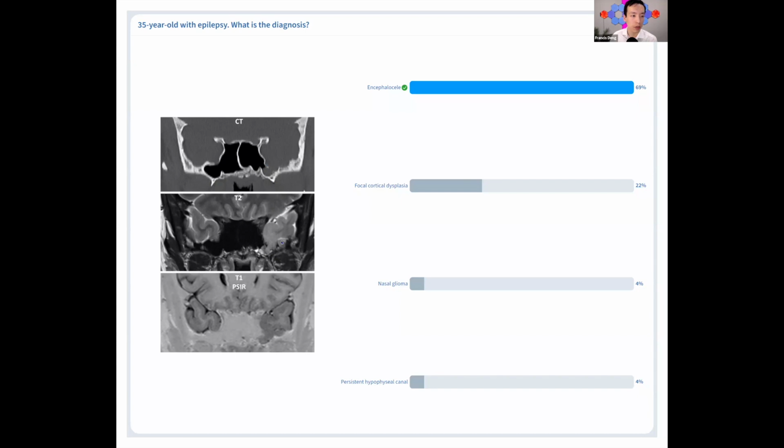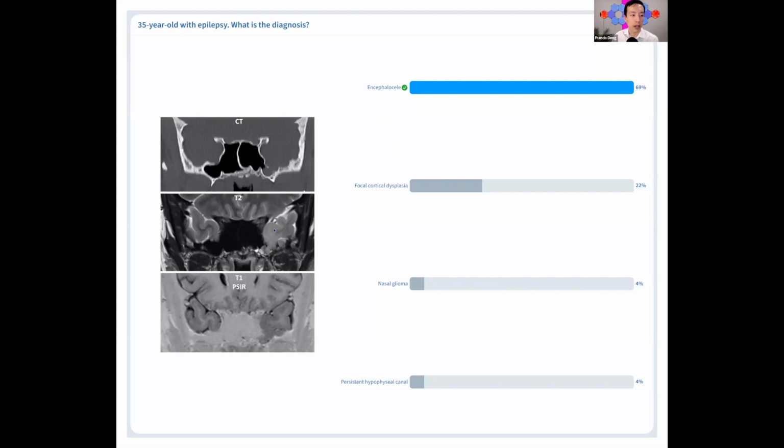And what does that opacification represent? Well, we see on the T2 weighted image and a PSIR, which is a phase-sensitive inversion recovery, that's kind of a T1 weighted image, that this is essentially a protrusion of the part of the temporal lobe that is nearby into that defect. So this is a meningoencephalocele, or more simply described as a cephalocele or an encephalocele.